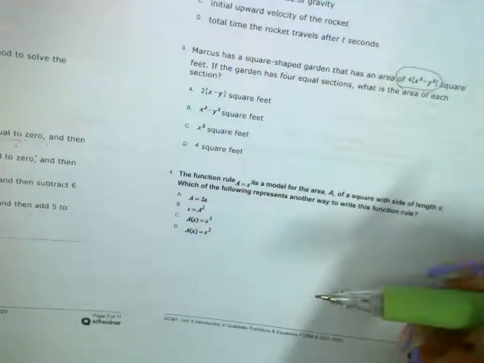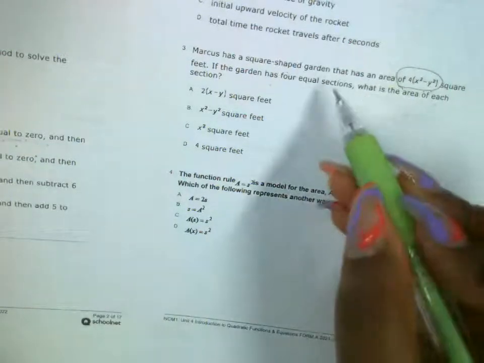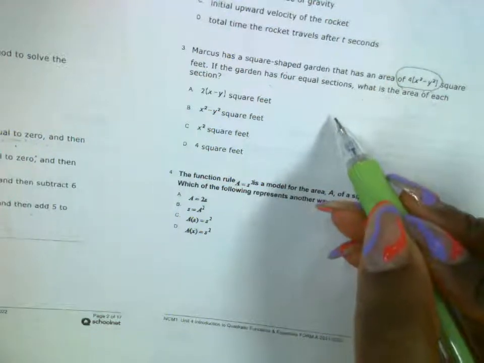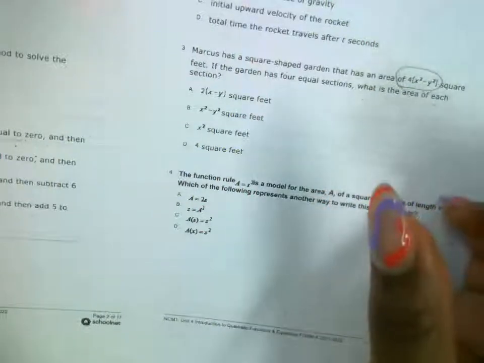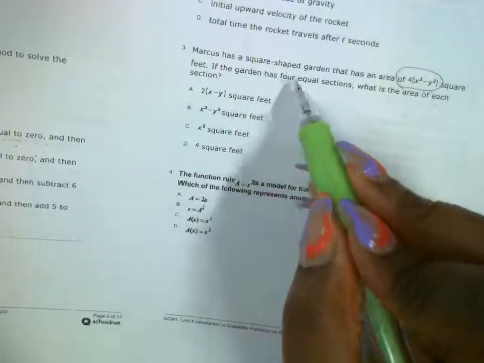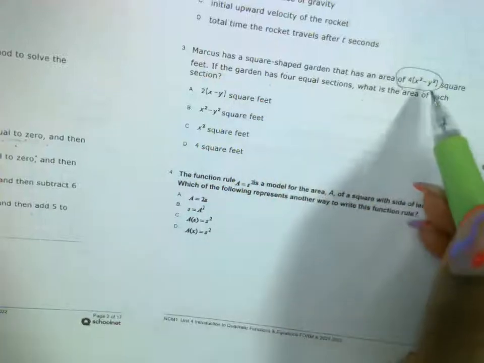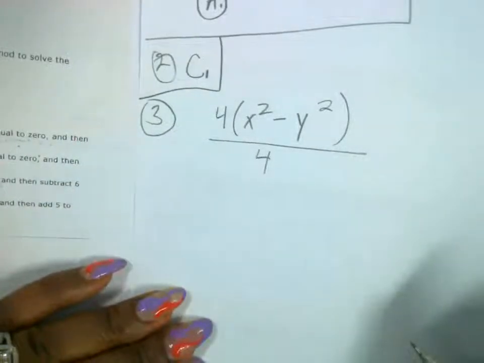Wait a minute, square feet. All right, let me see. It has 4 sections though. And so we need to divide it. If this is the area and has 4 sections, we need to divide it by 4 to see what we get. If the garden has 4 equal sections, what is the area? So we need to divide this by 4. So we will take this and divide that by 4.